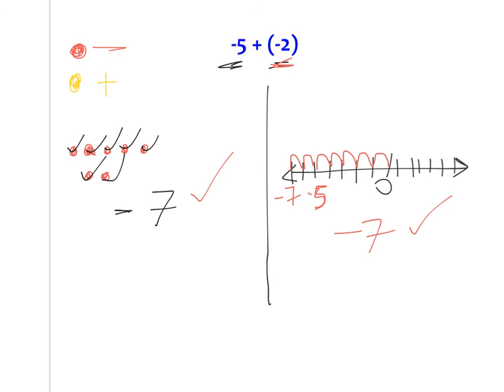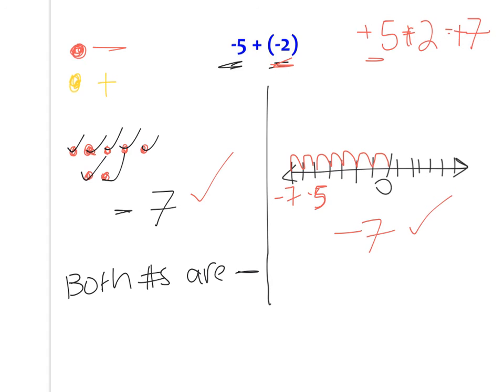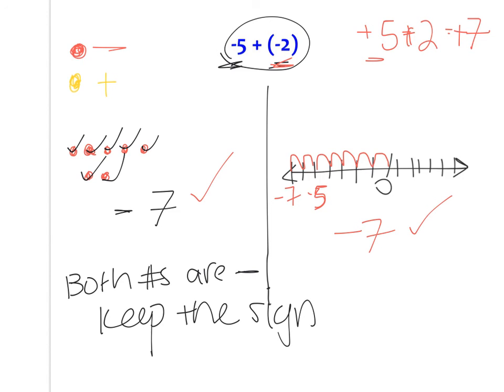Now, when it was 5 plus 2, we got a positive 7. So we said the rule was if both of the numbers are positive, my answer is going to be positive. So what do you think is going to be the rule for when both numbers are negative? What did we do in this case? Well, 5 plus 2 is 7, so we're going to continue to add, but all we do is just keep the sign, right? So if they're both negative, my answer is going to be negative.